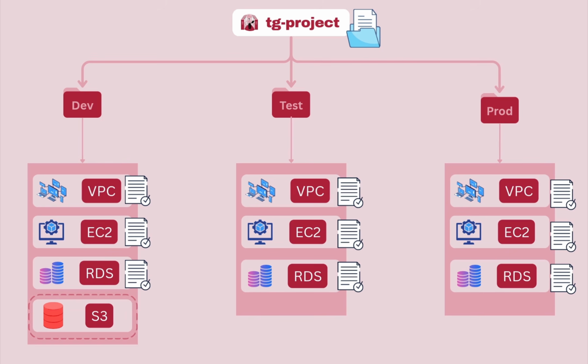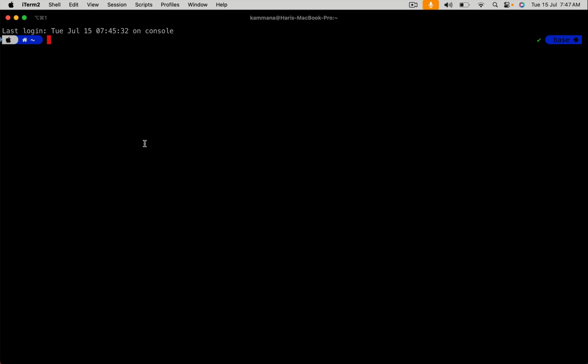However, Terragrunt provides the flexibility to run the apply command at any level. You can run it at a specific resource level, environment level, or even at a project level. Let's start the project setup.